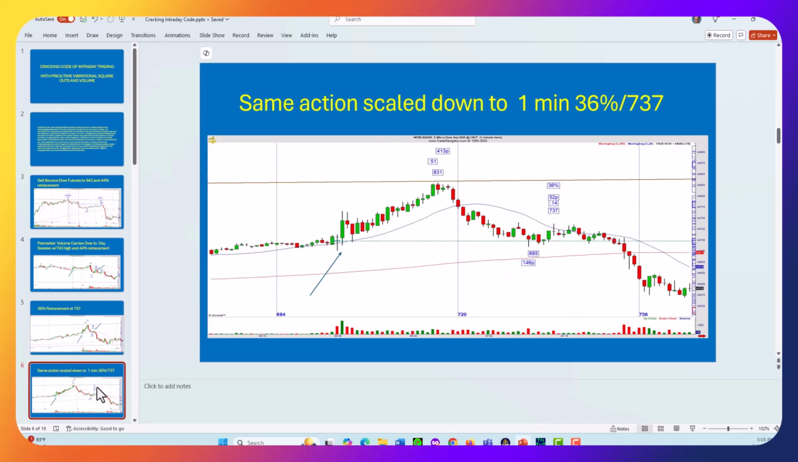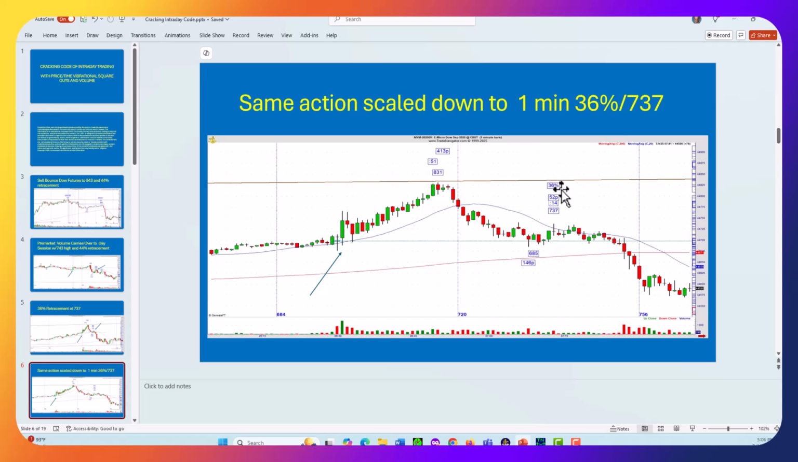And as you could see, it's the same action, only a smaller time frame. The buyers that bought over here got trapped up here, it comes down to here, consolidates, and the peak comes in at 737 at 36%, but there's one more. That's why I'm showing you the 1 minute.